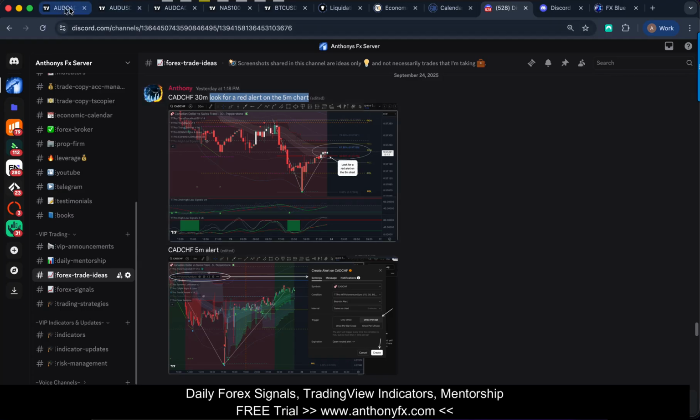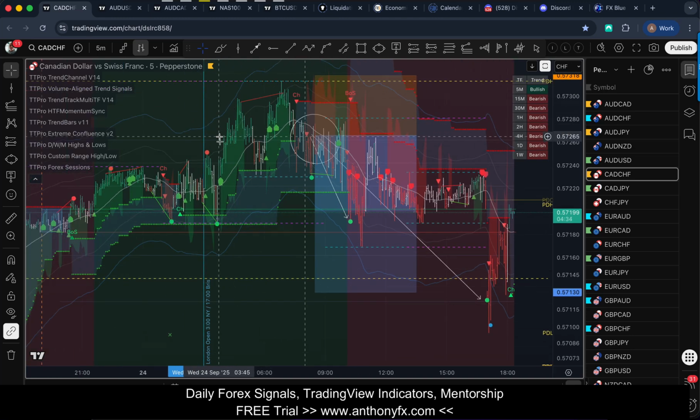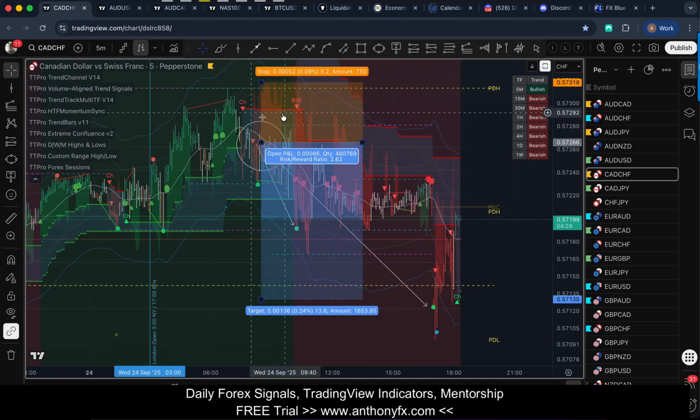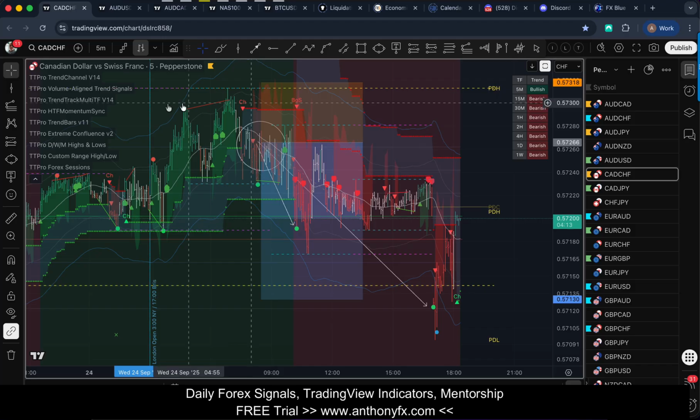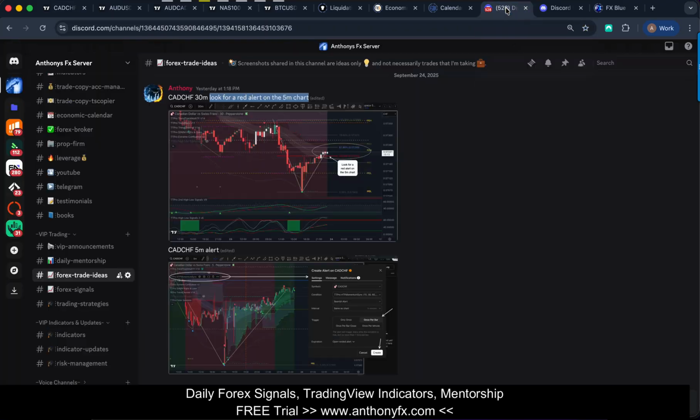So let's just go over and have a quick look at the outcome. Yeah, there's the red alert there. That happened after London Open here. So this was through the London session. So we're looking for this momentum sink alert, the red one, after the session open. Actually, I've got these highlighted in yellow, but let's go back over here and have a look.